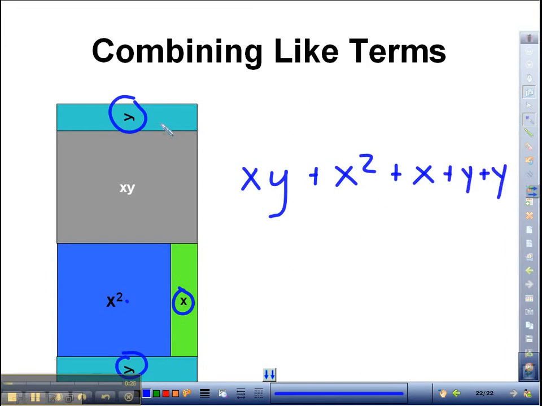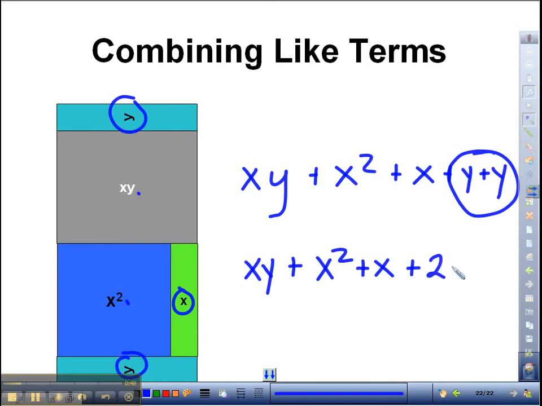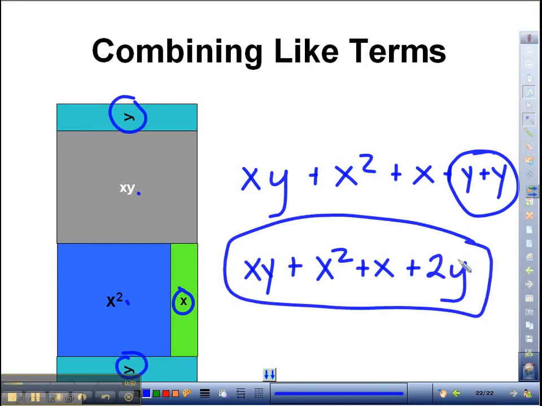And I've done this so that you guys can see that an xy is not the same as an x squared. It's not the same size as an x. And y's are a different size than all of them. They're not the same and you can't combine them. These two are the same. I can put those two together. So I could say I've got xy plus an x squared plus an x plus how many y's? Yeah, 2 y's. And that is simplified form.